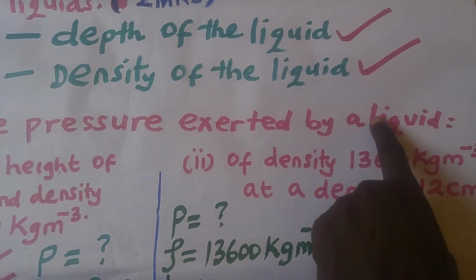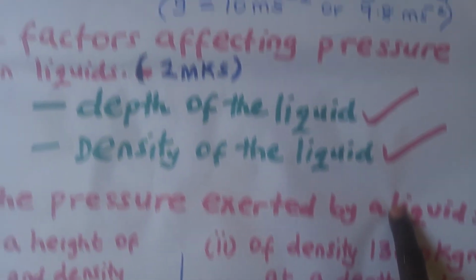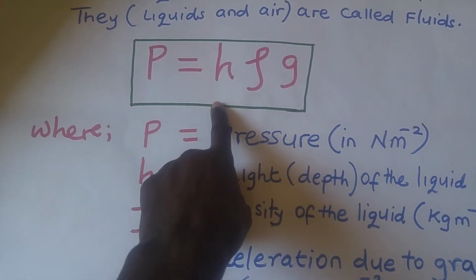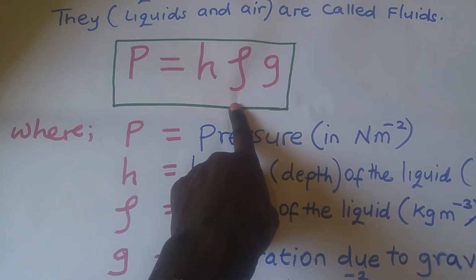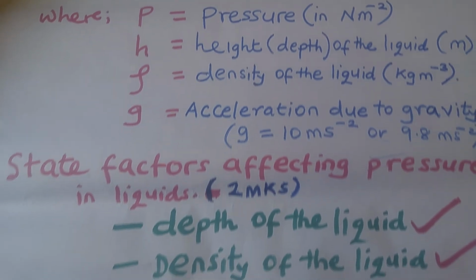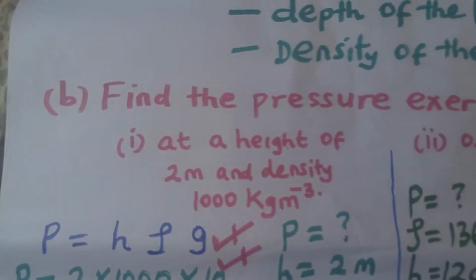But here it is a liquid. And if it is a liquid, then you should always remember this formula, that pressure in liquids is equal to height times the density of the liquid times acceleration due to gravity. So let's move on and see how we can handle this.